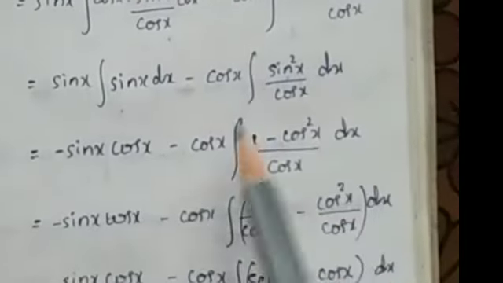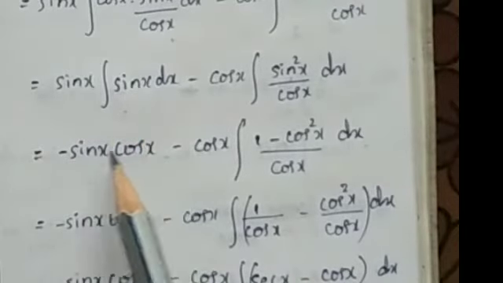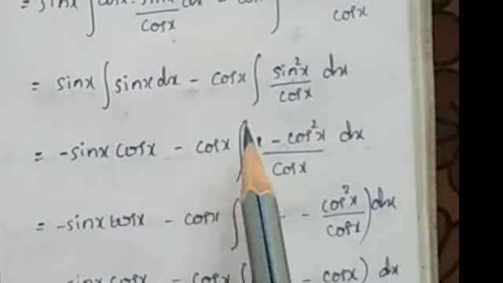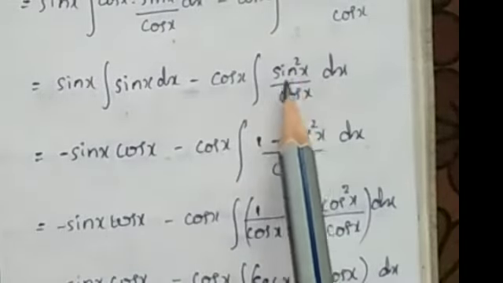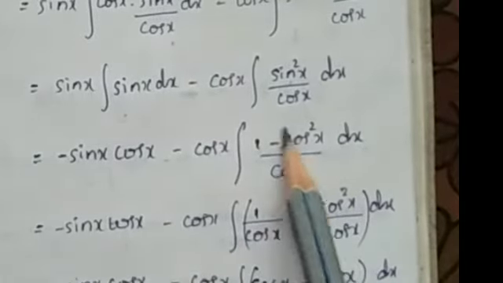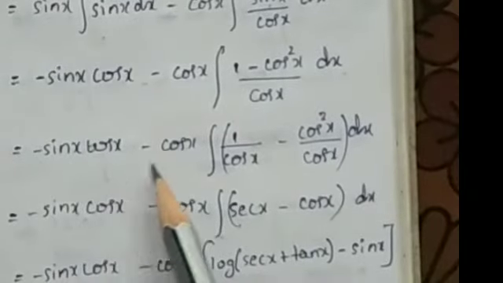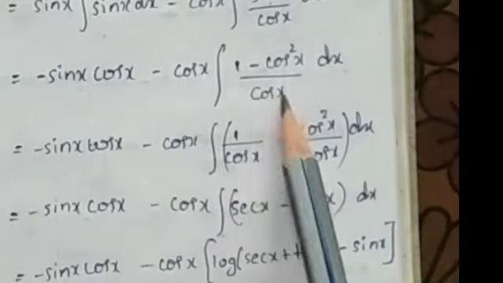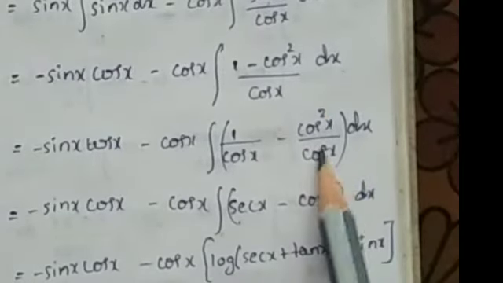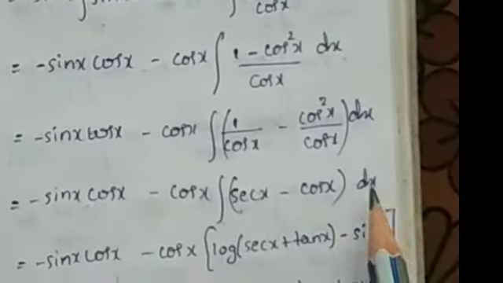Then the integration of sin x is minus cos x. You get minus sin x cos x minus cos x integration of sin square x, whose value is 1 minus cos square x, by cos x dx. Then split this in the next step. You get sin x cos x as it is, minus cos x integration of 1 by cos x minus cos square x by cos x dx. You get cos x cancelled. 1 by cos x is secant x, minus cos x dx.